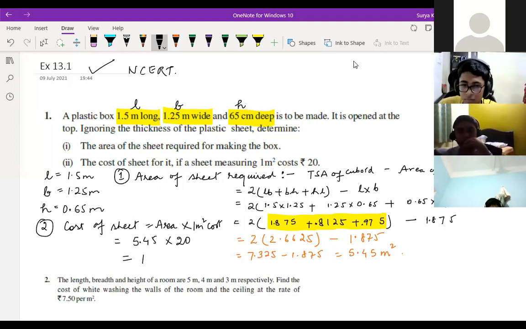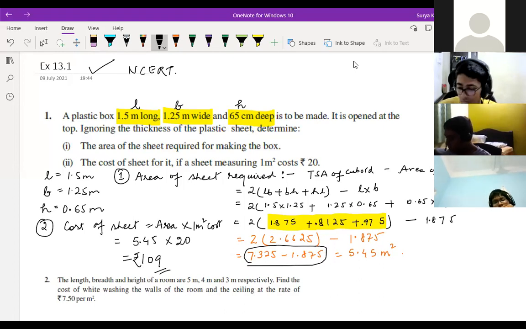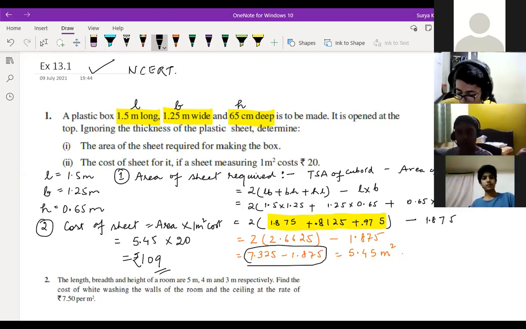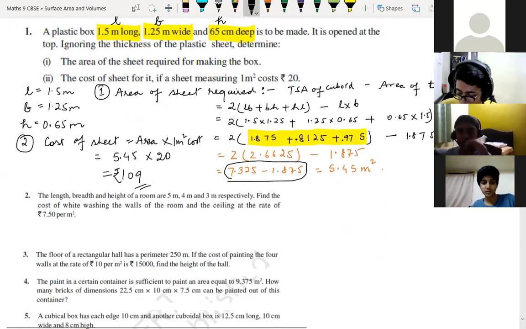So 5.45 into 20 is equal to, what do you get? 109. 109 rupees you'll get. How did we get 5.45? On subtracting this, check. Yes, 5.450 you should get. Pulastya, you got the answer for this? Understood. Okay. Saichal, it's clear? Yes, sir, it's clear.